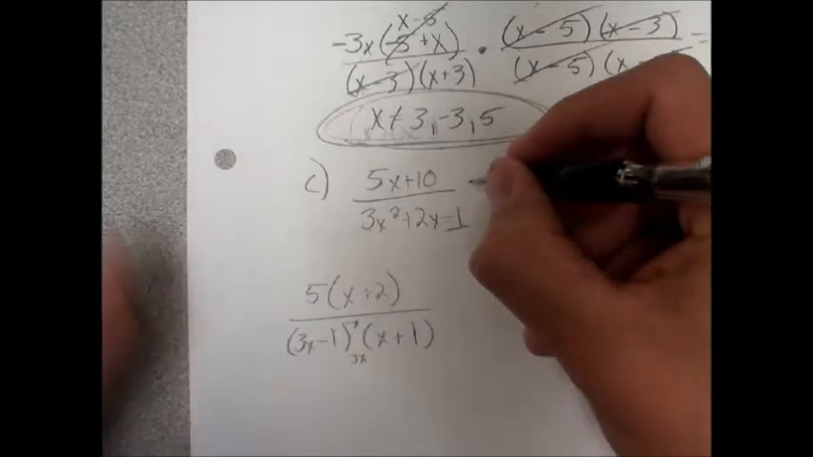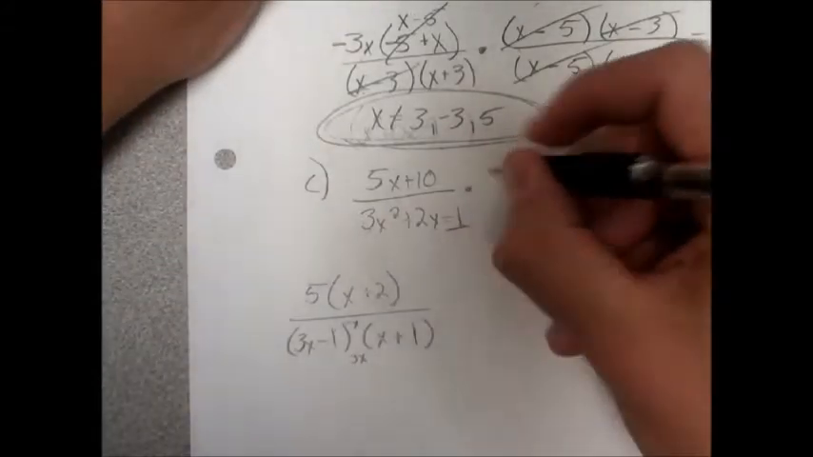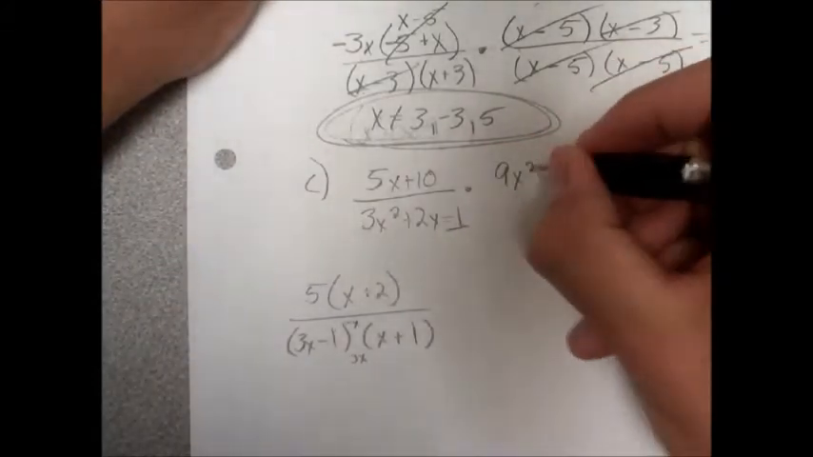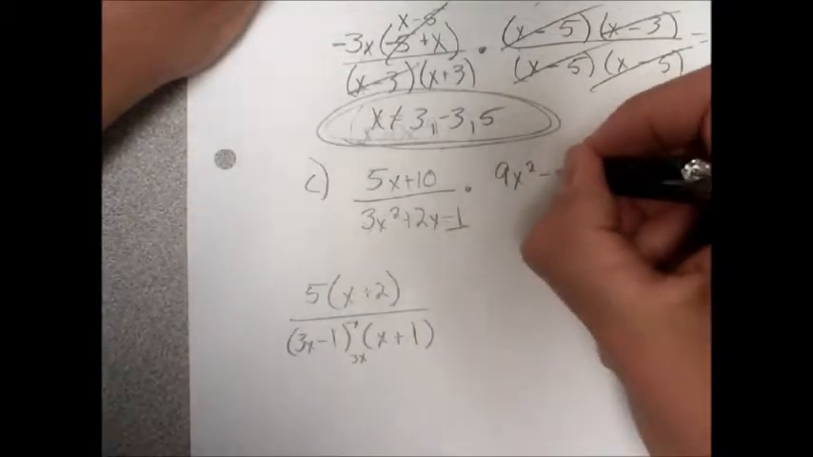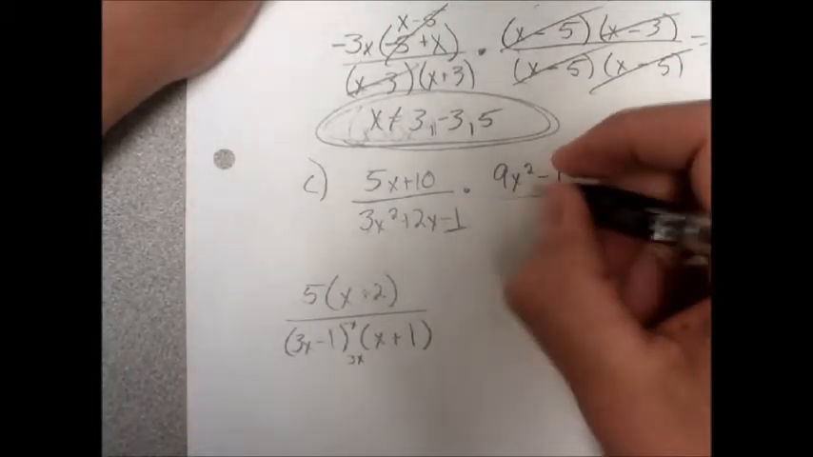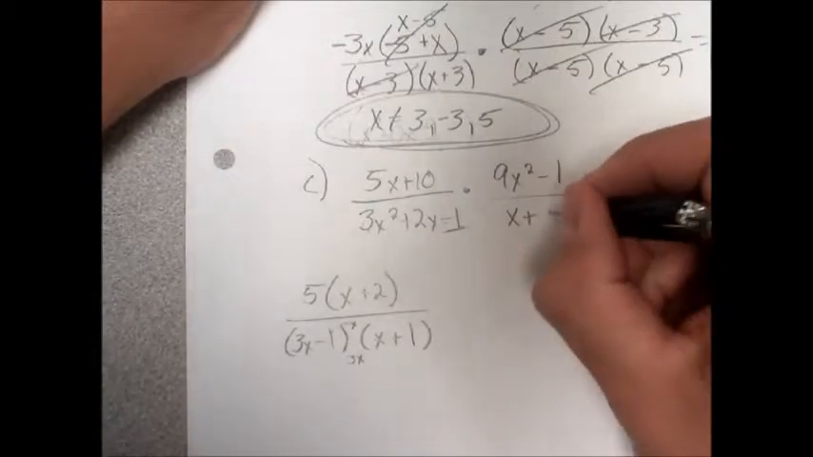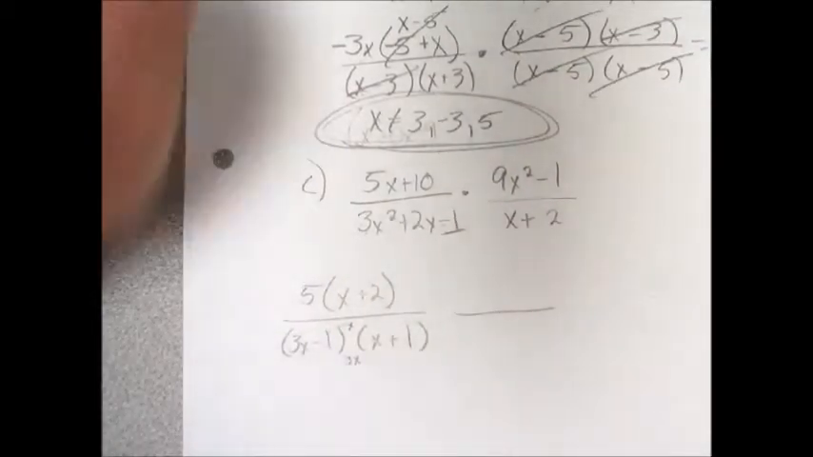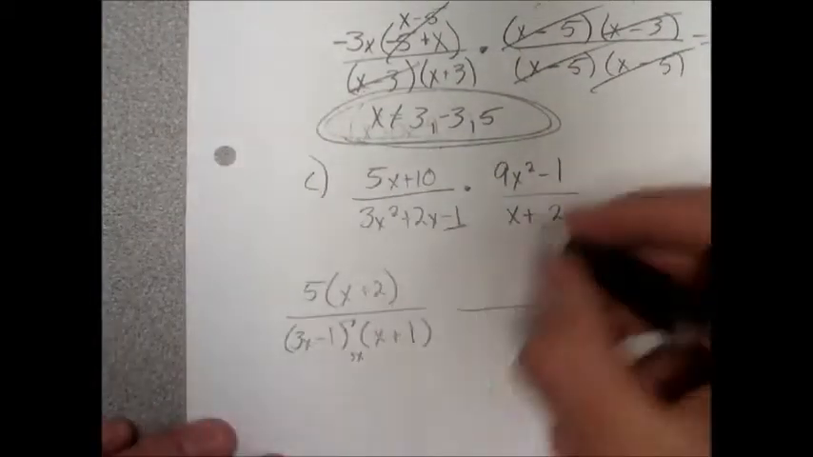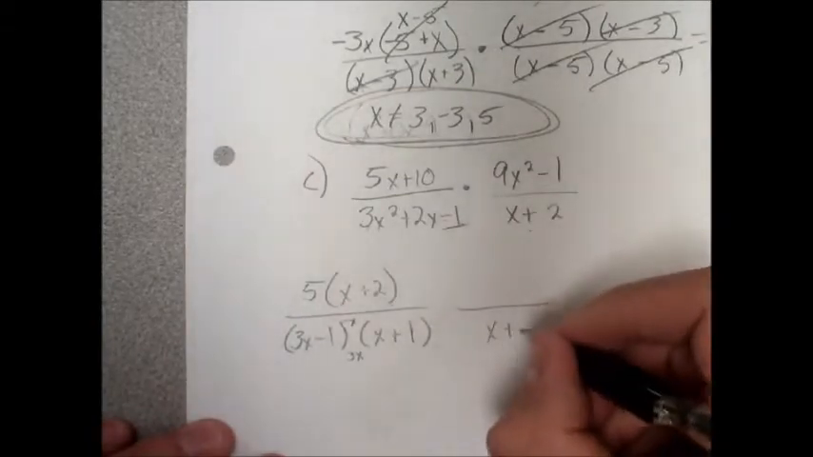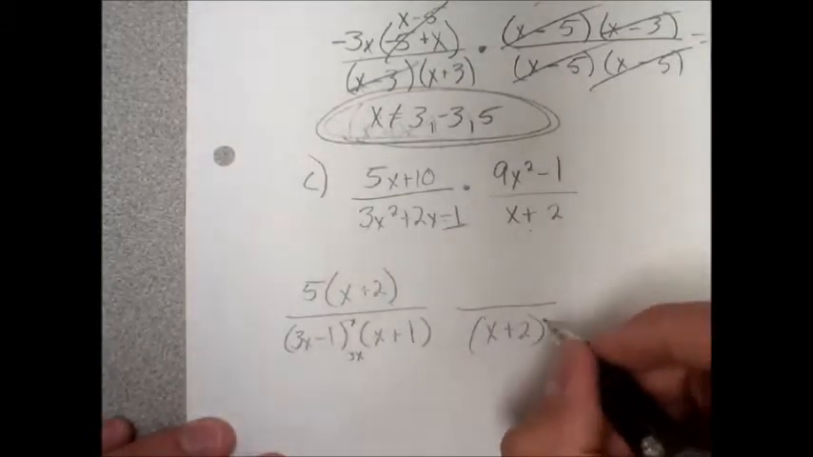Okay, now I'm going to go to the second piece. We have 9x squared minus 1 over x plus 2. That's nice. I don't have to do anything to that bottom piece yet. So this piece, I can't factor it anymore. I'm just going to rewrite it. And I can also notice that it cancels, so I'm going to go ahead and do that.